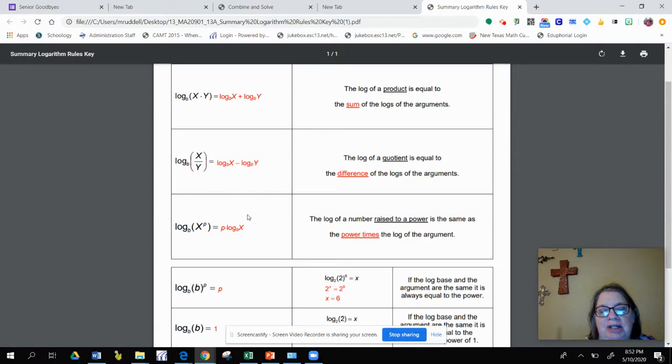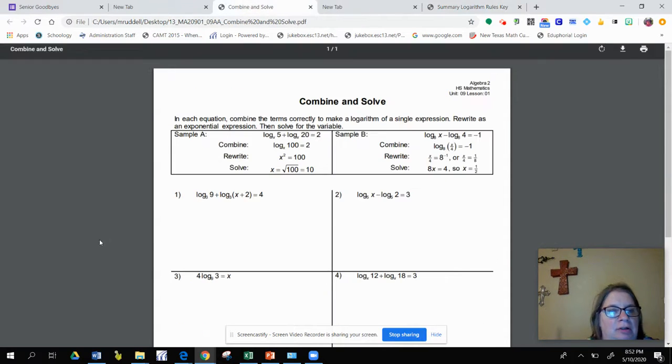And I put this sheet in with your assignment. When you get to the Pearson assignment this week, I put this sheet in there so you can pull it up and look at it if you don't still have it in your notes. Okay, so there are your log properties. All right, let's go back to Combine and Solve.